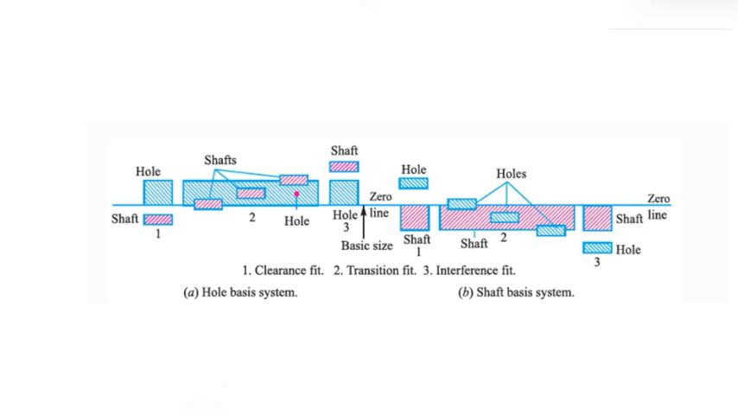We have seen the three different types of fits, that is the clearance fit, transition fit and interference fit. Now the allowance between the hole and shaft can be obtained in two ways. There are two types of system. One is hole basis system and the second one is shaft basis system.